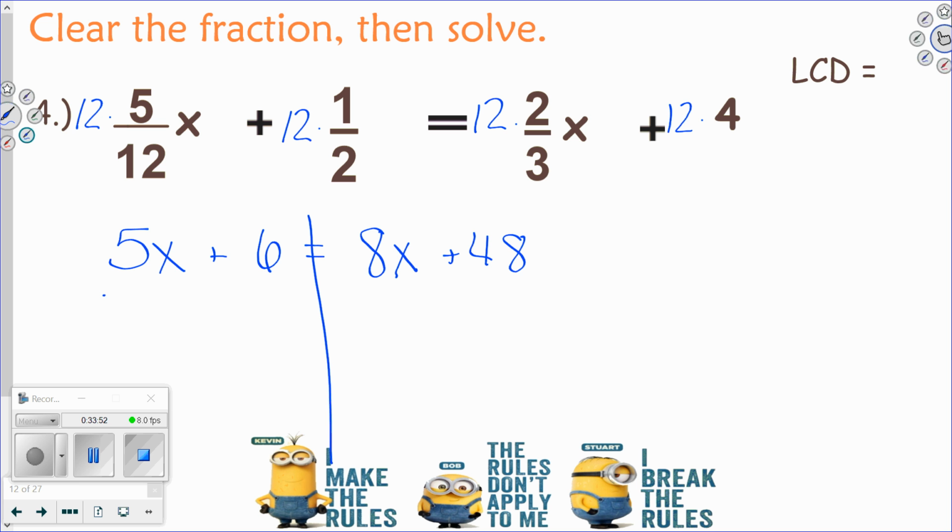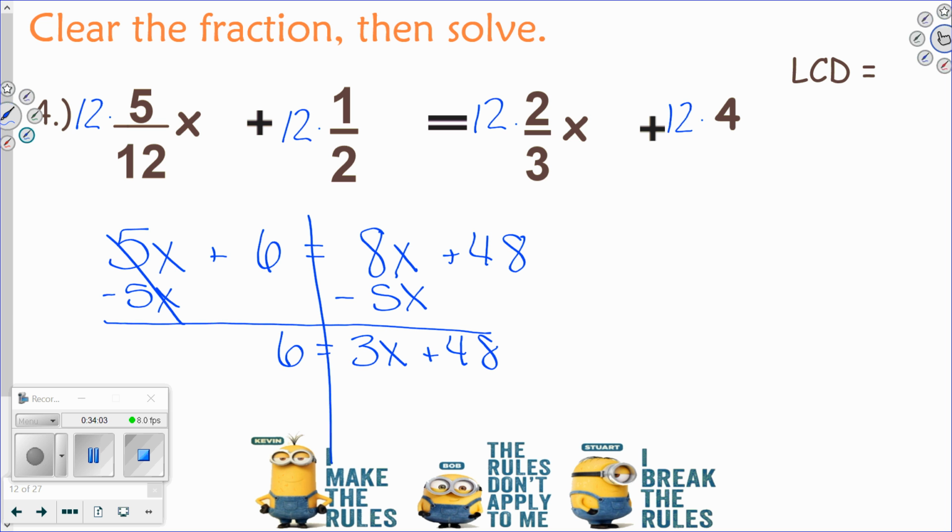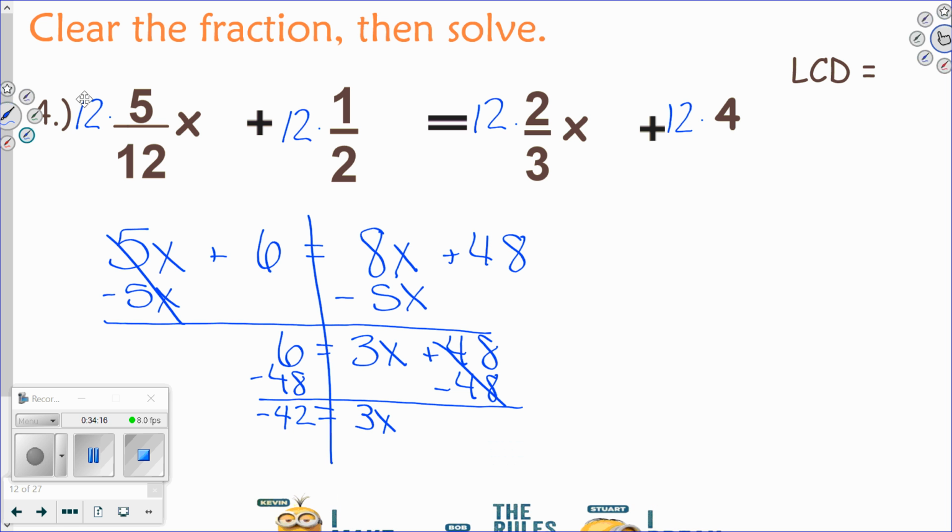Okay. I would subtract the 5x. You can move the 8x, totally fine. If you did, don't panic. You're just going to be opposite of me for a little bit. So that'll give me 3x plus 48, minus the 48. So that's negative 42. Divide by 3. And x equals, is that negative 14? Negative 14.